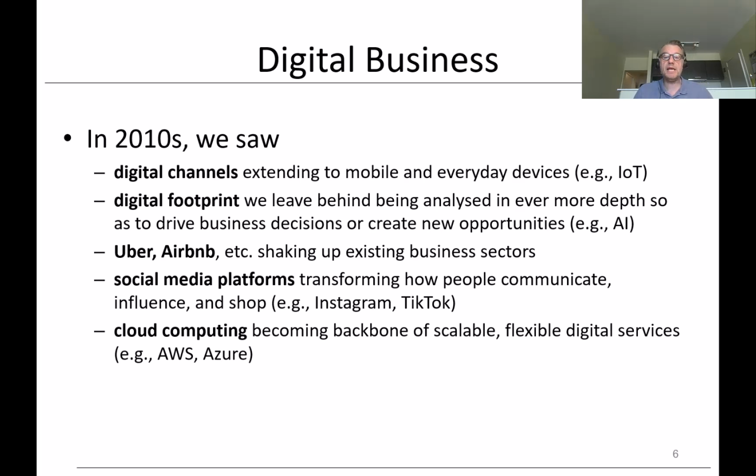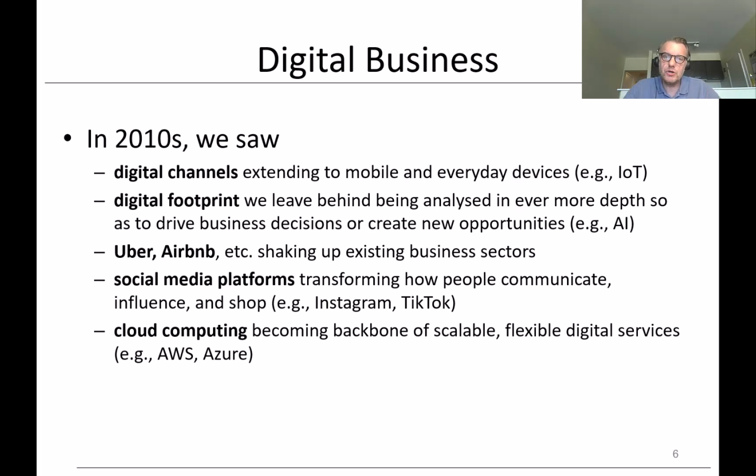Think about social media platforms that essentially transform how people communicate, influence, and shop. Because if we're on Instagram and our friends have a positive experience with a product or service and they post it on Instagram, it will influence us as well. Usually, people like what their friends like.